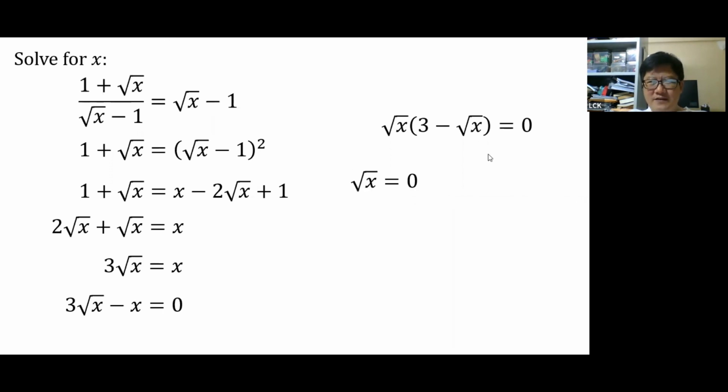And this gives you 2 solutions. This is square root of x is 0 and square root of x equals to 3. This comes from here. This comes from there. Square root of x equals to 3. Now you've got 2 solutions. x equals to 0, x equals to 9, and you've got to test for both solutions.